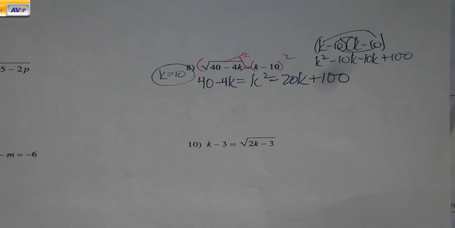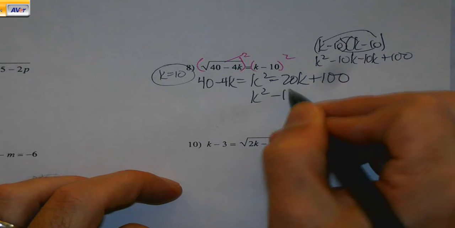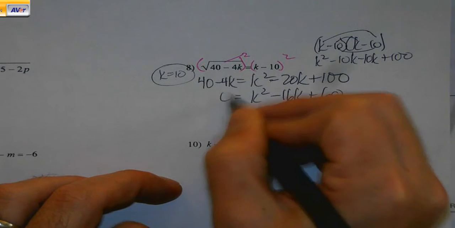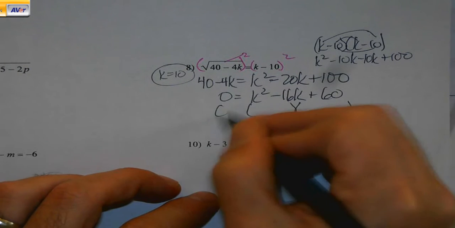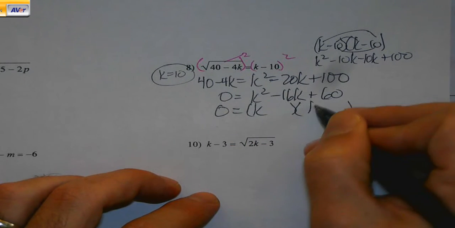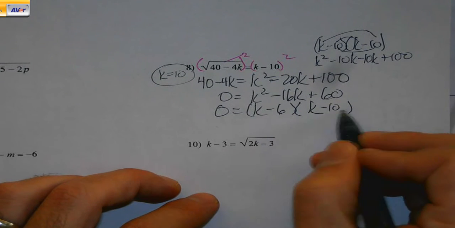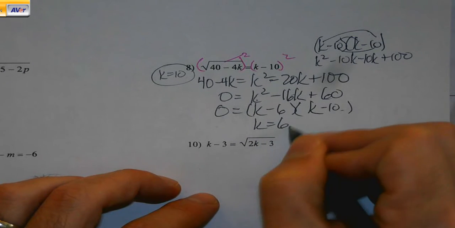And now we can do it like we were doing the ones up above. Everything to the k squared side, that's where the party's going on. Add the 4k, minus the 40. And then your choice between factoring and the quadratic formula. So let's see, negative 10 and negative 6 multiply to 60, add to negative 16. k equals 6 and 10.